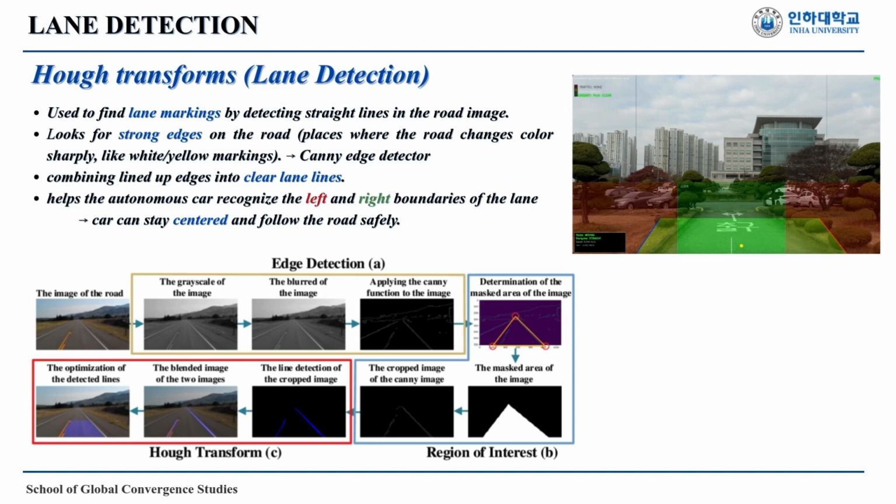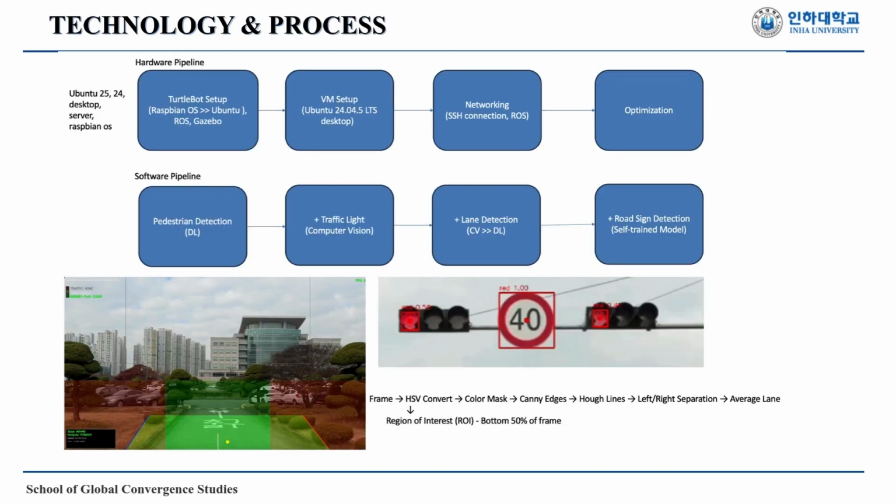We also did lane detection using the Hough transform, which gets the edges of the roads by using the Canny edge detector, and then lines up all the edges to make clear lane lines. This helps our autonomous vehicle know which direction to go and control its motion.